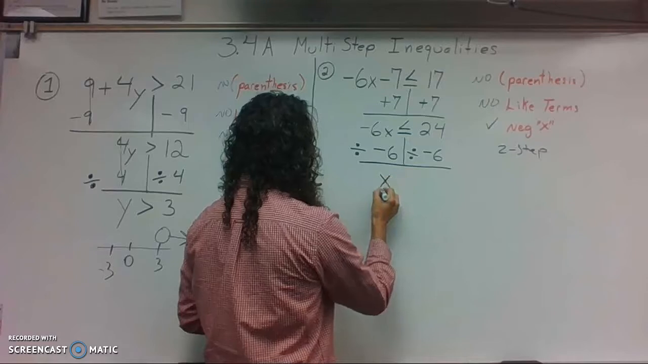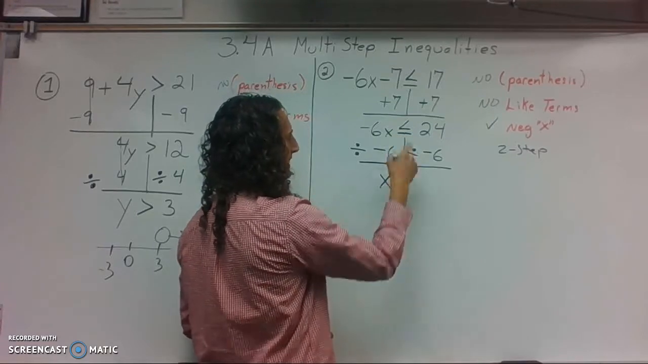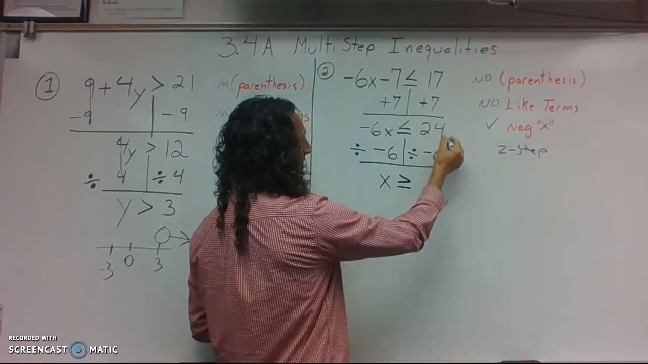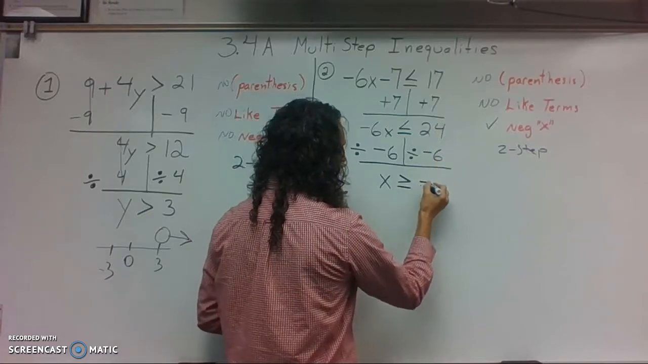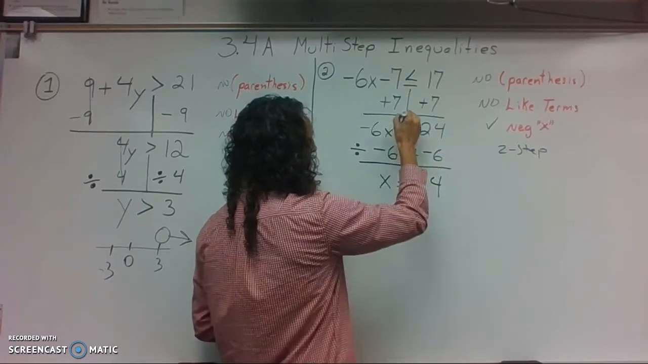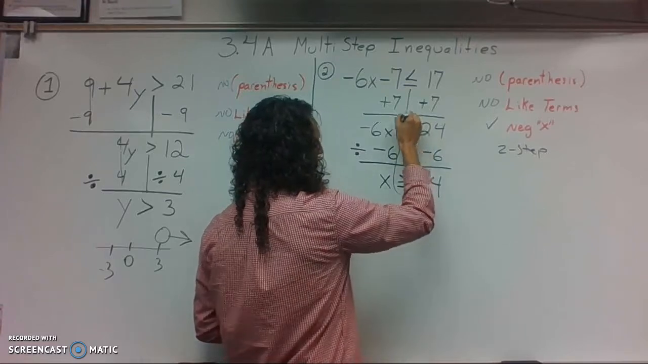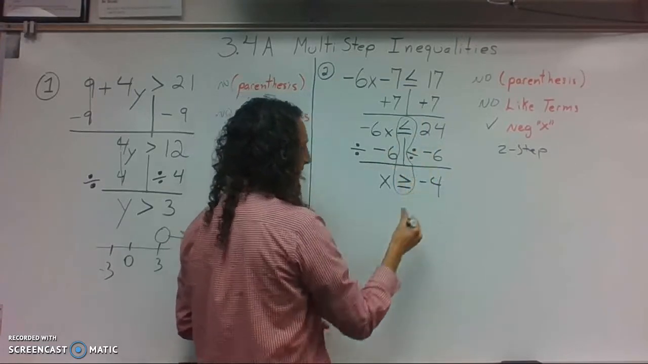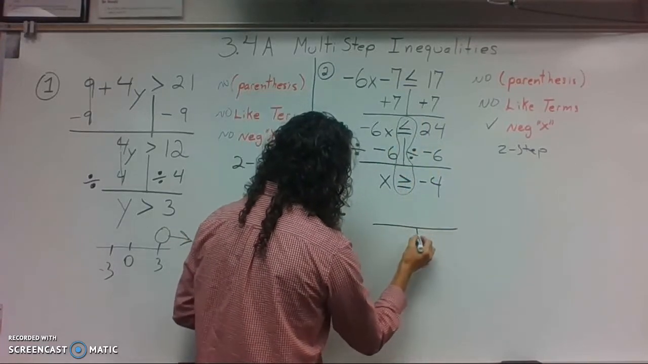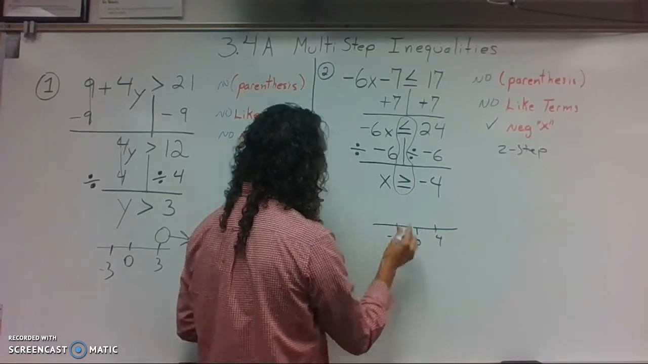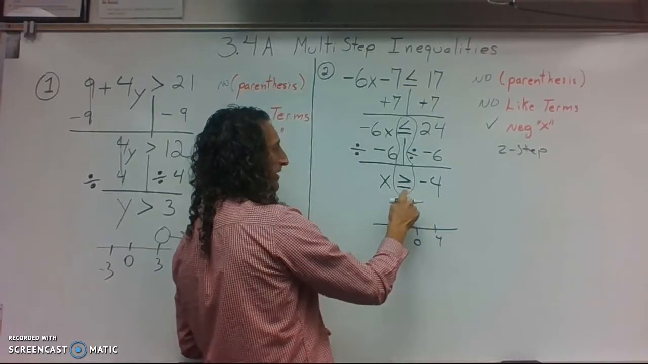So the x falls down. This was pointing at the x. Now I got to turn it around. This is going to, 24 divided by negative 6 makes a negative 4. And again, I'm just going to kind of highlight that these got switched around because I divided by a negative 6. Here's my graph. Here's a 0. Here's a positive 4. Here's a negative 4. This says x is greater than or equal to.